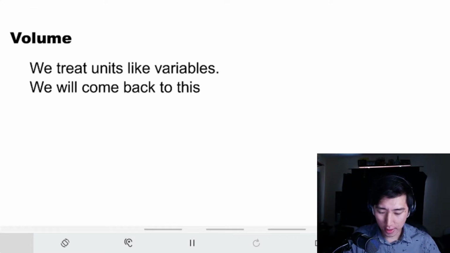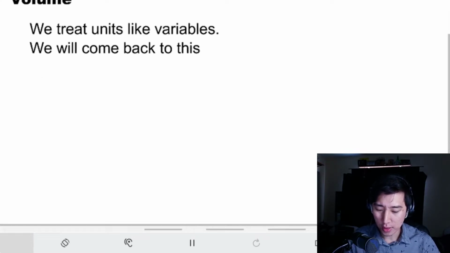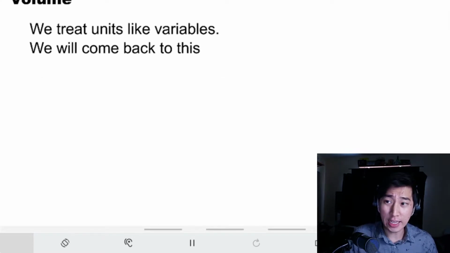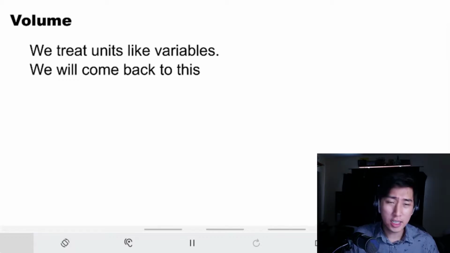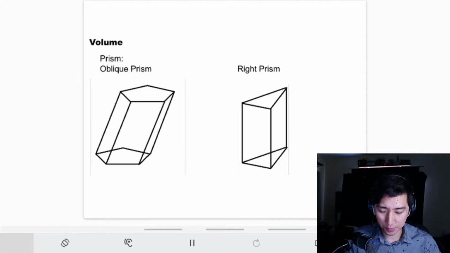Next, when we're dealing with volumes, we treat the units like variables. Again, units do matter. Keep this in the back of your mind. We will be coming back to this, so you don't need to worry about it too much now. We're going to do an example problem at the end, and I'll show you what that means, but we treat units like variables, just like we do pi and square roots.